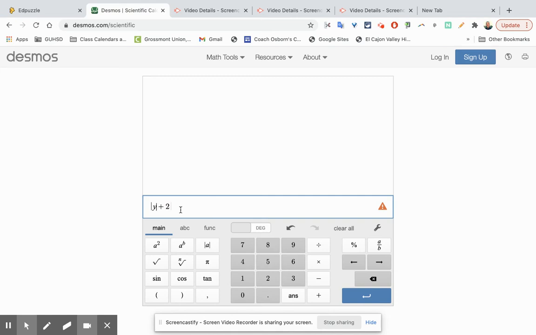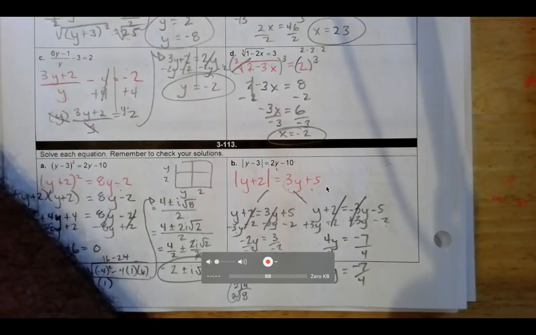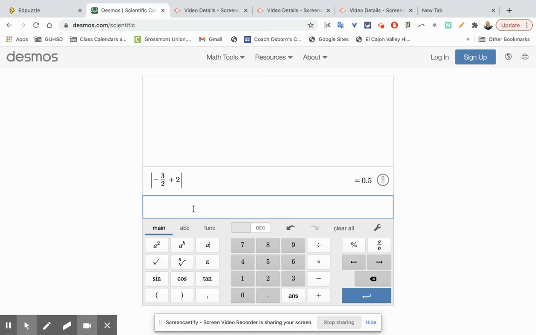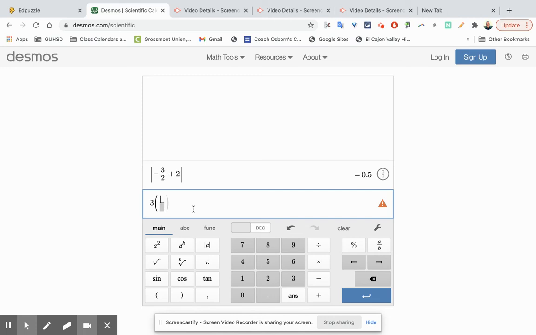So basically I'm going to take my first answer, which is negative 3 over 2, and just plug that in. So negative 3 divided by 2, and I get 0.5, okay? If I click enter, it actually gives me a new line. That way I can compare my answers. Now on the right side, it's 3y plus 5. So what I'm going to do is 3 times that same answer, negative 3 over 2, and then that plus 5. And you can see that I get the same thing.